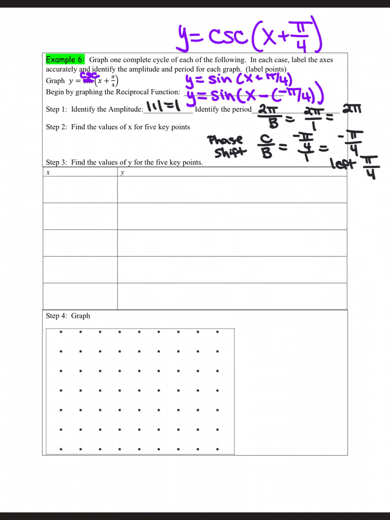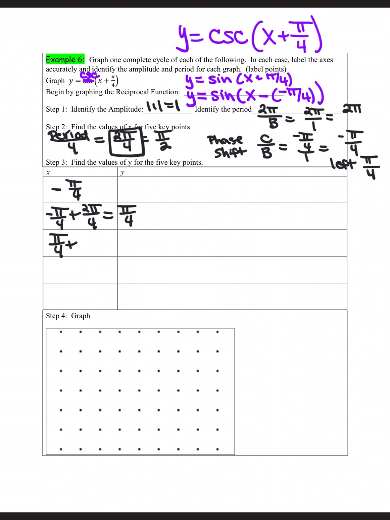My key points here are going to be the period divided by 4. My period was 2 pi, so 2 pi over 4, which is pi over 2. So we're going to start left pi over 4, and we're going to add pi over 2 each time, but because this already has a common denominator, I'm going to use 2 pi over 4. So negative pi over 4 plus 2 pi over 4 is pi over 4. Pi over 4 plus 2 pi over 4 is 3 pi over 4.